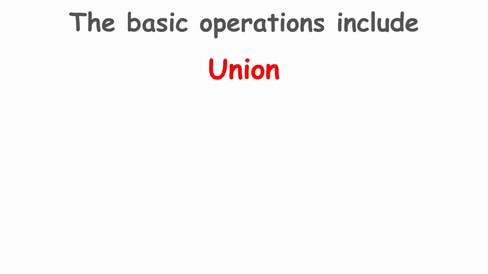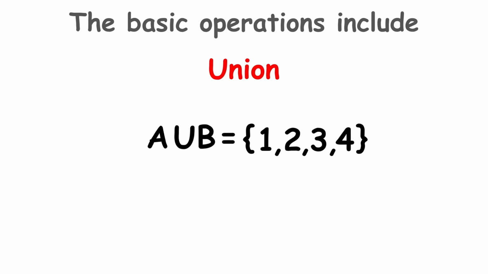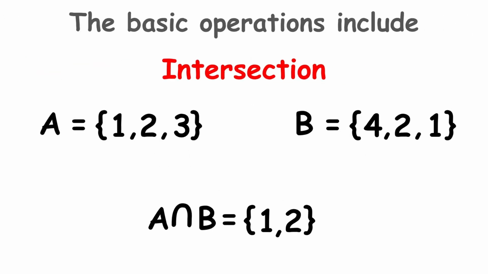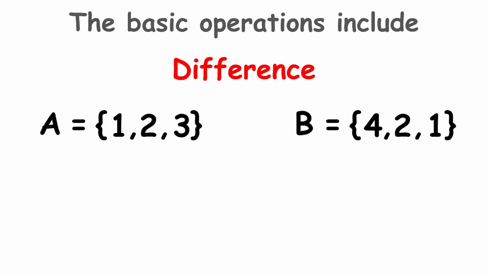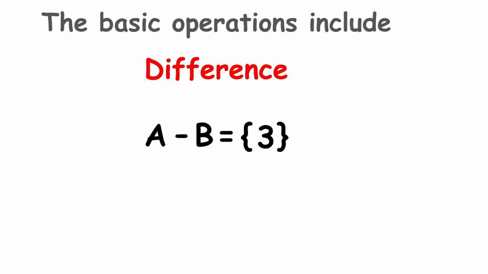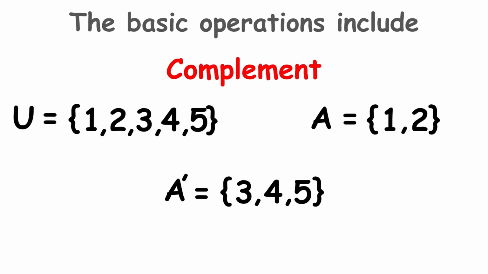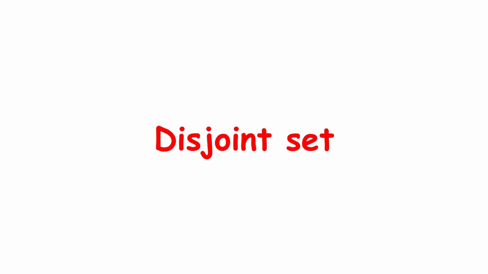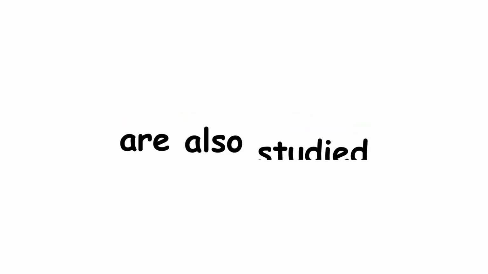The basic operations include union, elements that are in A, in B, or in both. Intersection, common elements. Difference, elements that are in A but not in B. Complement, groups the elements outside a given set with respect to a defined universe. Concepts such as subsets, disjoint sets, and the empty set are also studied.